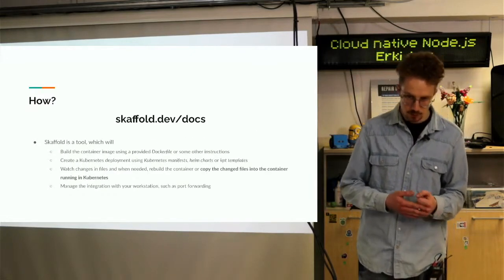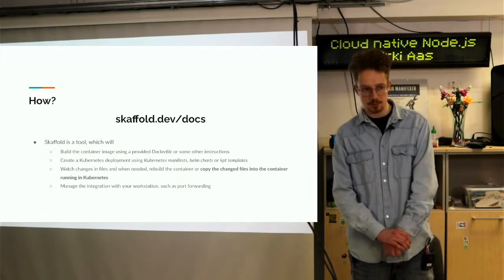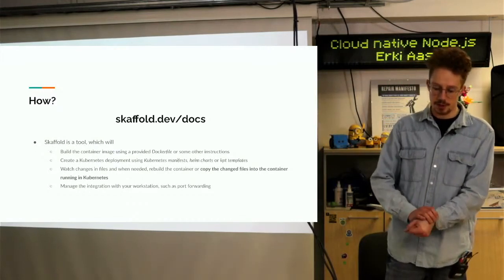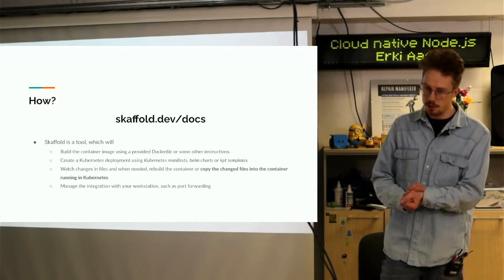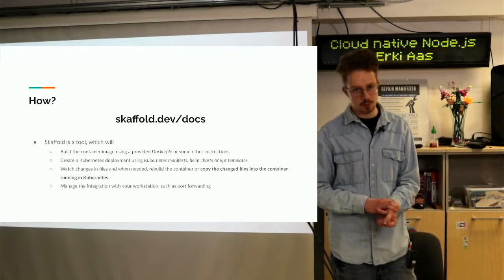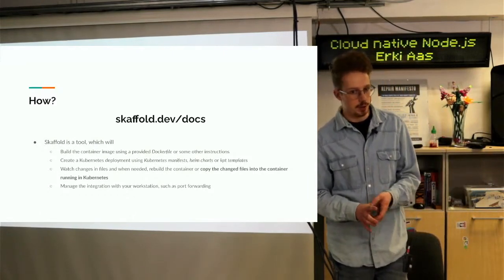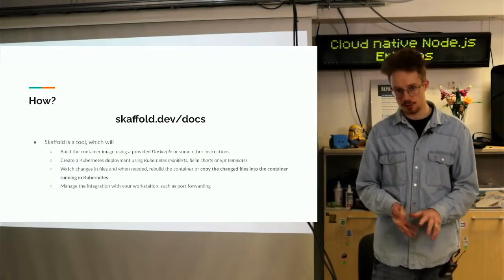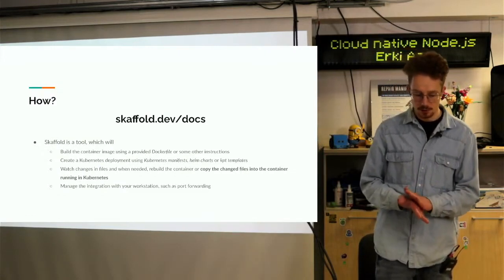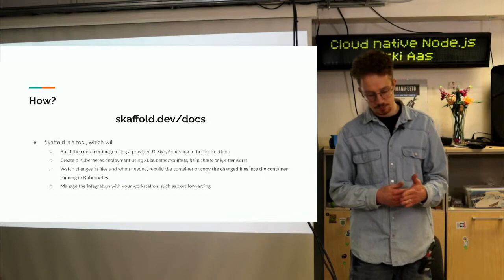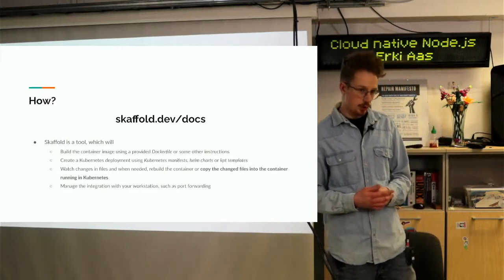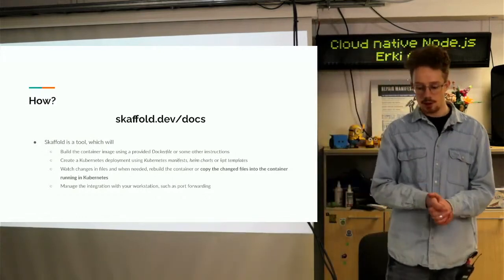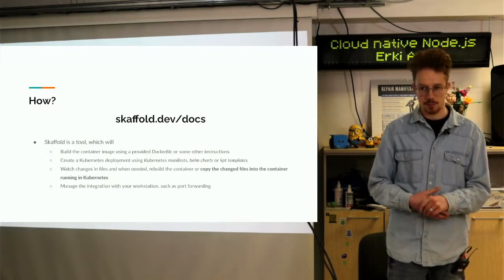And for that, we are going to use Skaffold. Skaffold is a tool created by Google, which will build the container using a provided Dockerfile or some other instructions. It also supports Maven or some other custom builders. You could do whatever you want with it, but we are going to use Dockerfiles to create container images for the cloud, I mean Kubernetes. Then it would manage the Kubernetes deployment using a provided manifest or Helm chart or kpt templates, whatever you prefer.